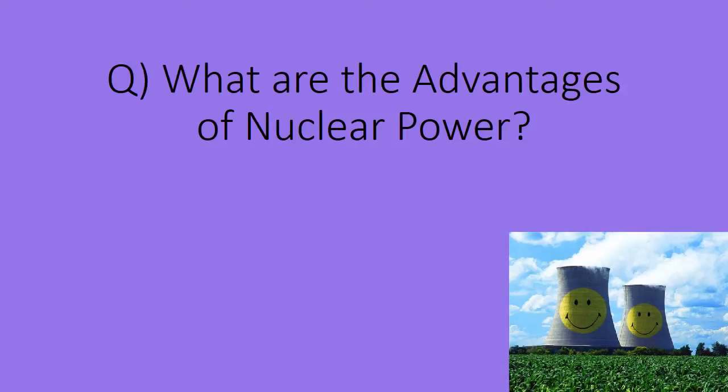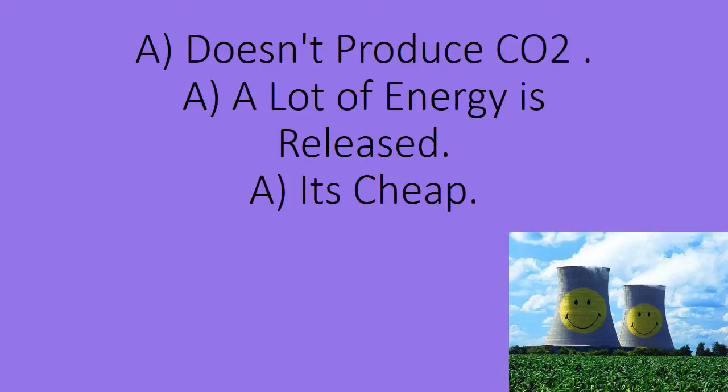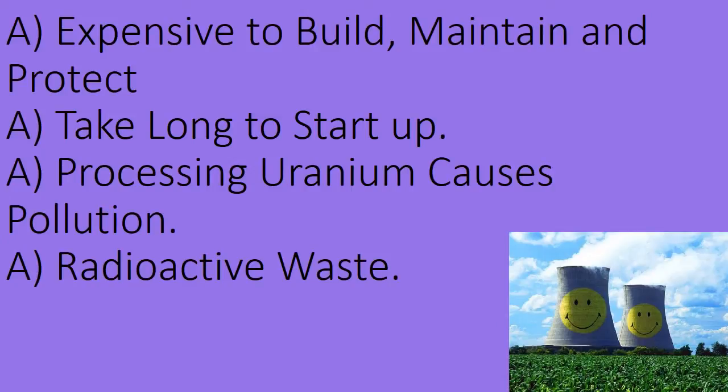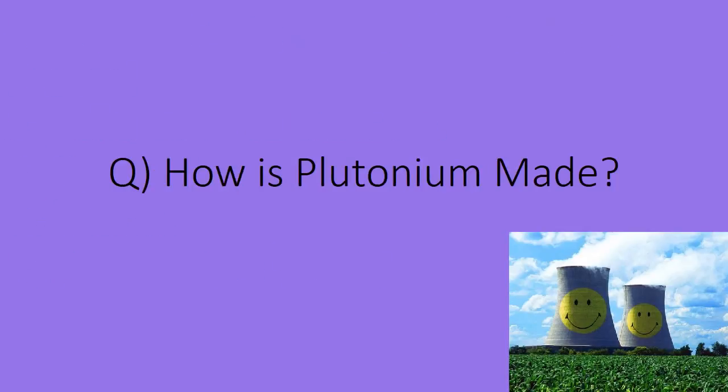What are the advantages of nuclear power? Doesn't produce CO2. A lot of energy is released. It's cheap. What are the disadvantages of nuclear power? Expensive to build, maintain and protect. Takes a long time to start up. Processing uranium causes pollution, and radioactive waste is hard to dispose of.